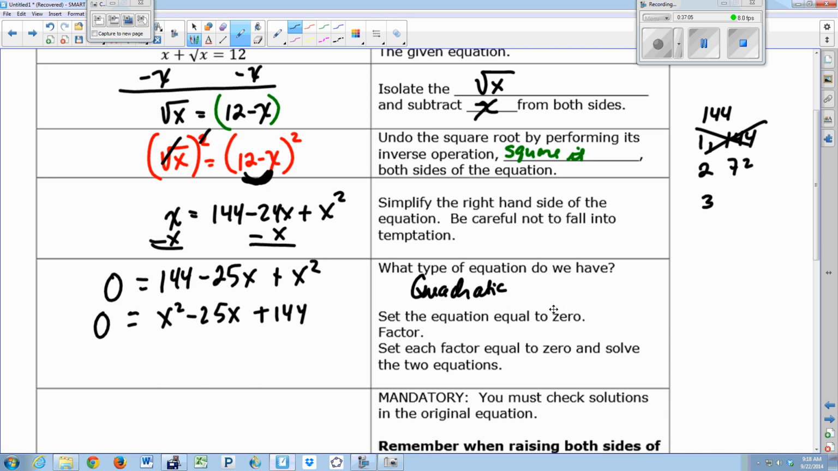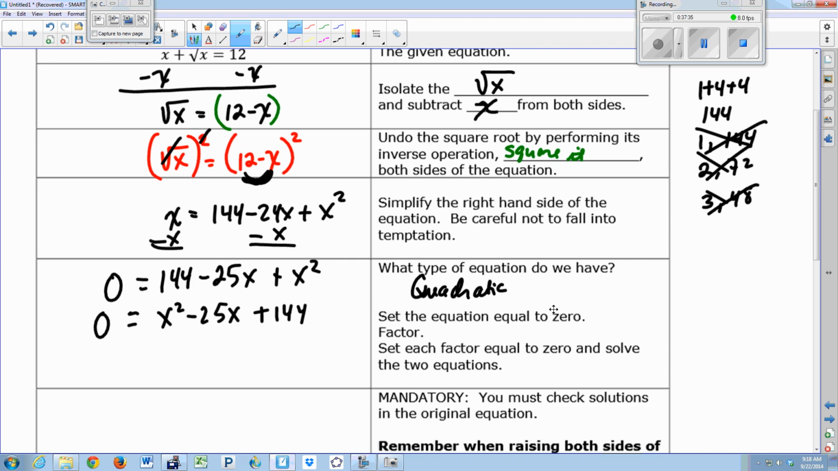Does 3 divide into it? Do you know the little trick for how to decide if something is divisible by 3? Add up the digits. 1 plus 4 plus 4. What number do you get? 9. Is 9 divisible by 3? That means 144 is divisible by 3. 3 goes into that how many times? 48. 3 and 48. That doesn't give us 25. That's not going to work.